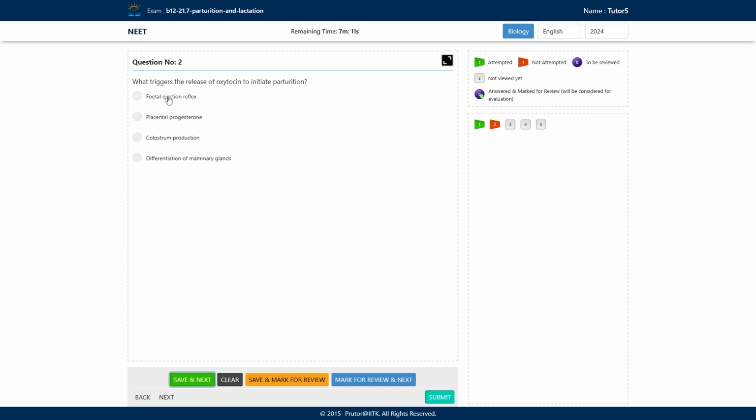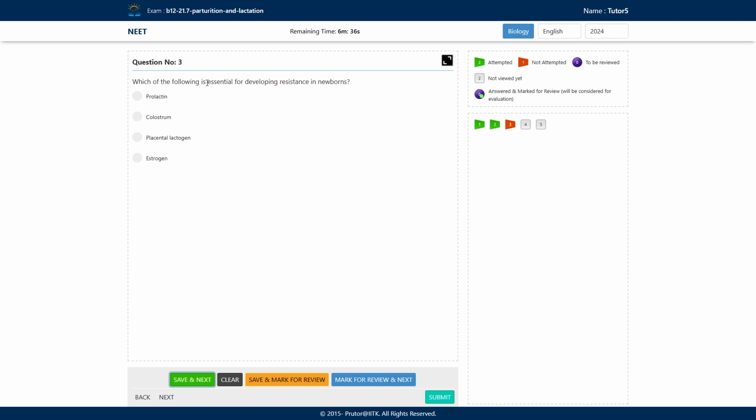Here the correct answer will be option number A, which is the fetal ejection reflex. The signals for the fetal ejection reflex come from the fully developed fetus as well as the placenta. These signals induce mild contractions in the uterus, and this is known as the fetal ejection reflex, and this reflex then stimulates the release of oxytocin from the maternal pituitary. So option number A is the correct answer here.